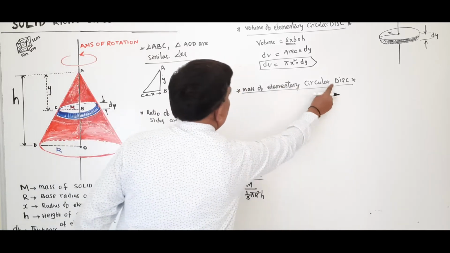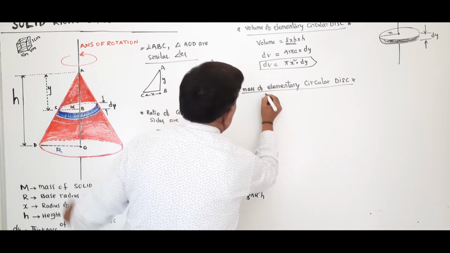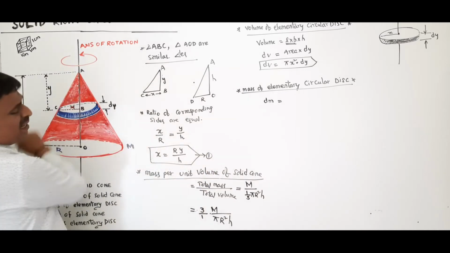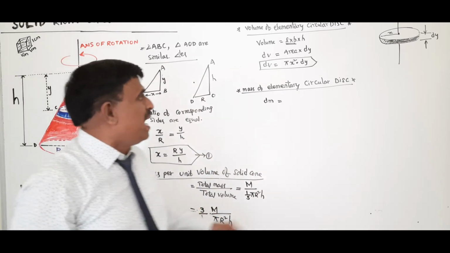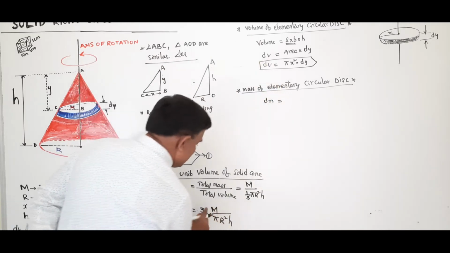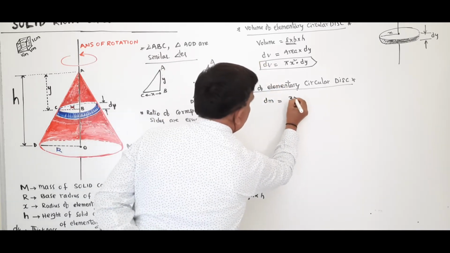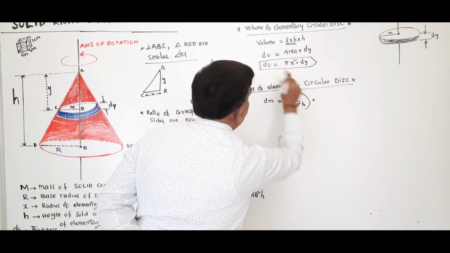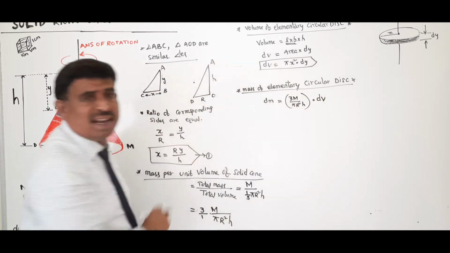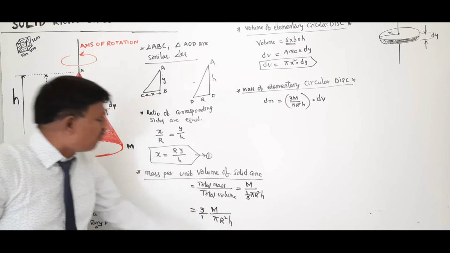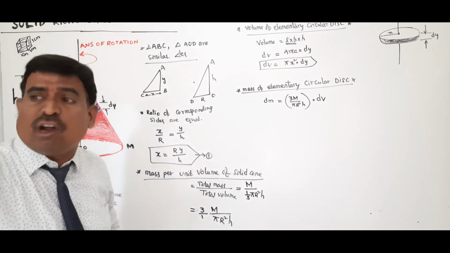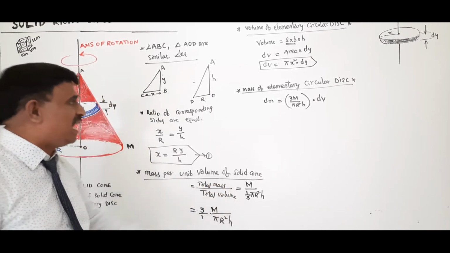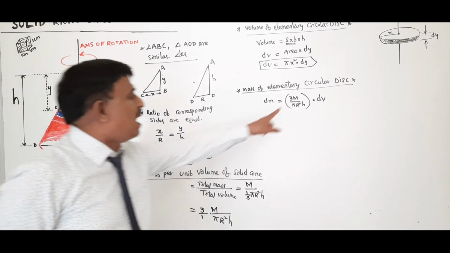Mass of the elementary circular disk is a small amount of mass. Its mass is dm. Mass of this elementary disk means mass per unit volume, 3m by pi r square h, multiplied with dv. Are you following this one? It is the mass of unit volume. For 2 units volume, multiplied with 2. For 3 units volume, multiplied with 3. For this dv volume, multiplied with dv.